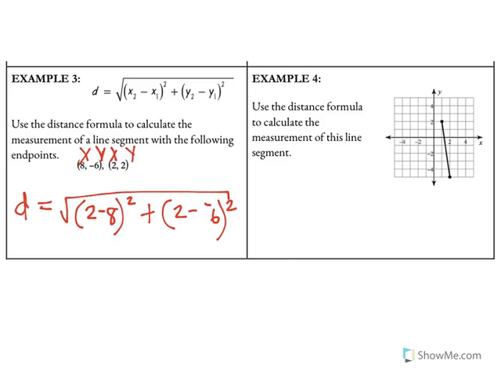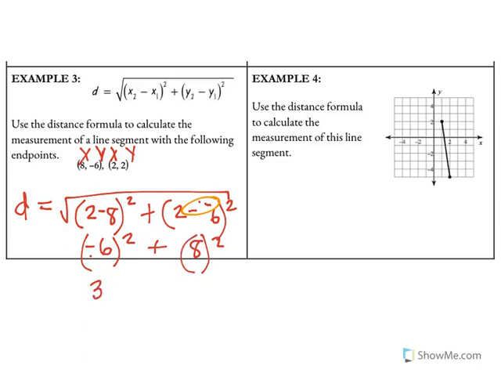All right, this is how it's set up. You've got your x2 minus x1, and then you're squaring it. Then you've got your y2 minus y1. Now remember, when we subtract a negative, like we are doing here, we want to make sure that it turns into a positive. So if I were to solve this, I would say 2 minus 8 is negative 6, but I'm squaring that. And then 2 plus 6 is 8, and I'm squaring that.